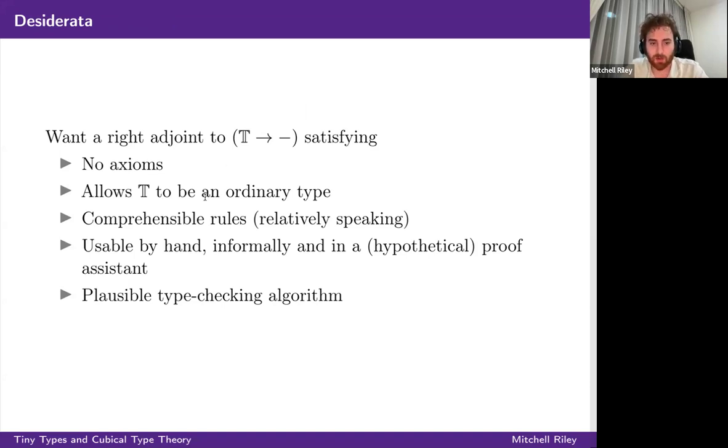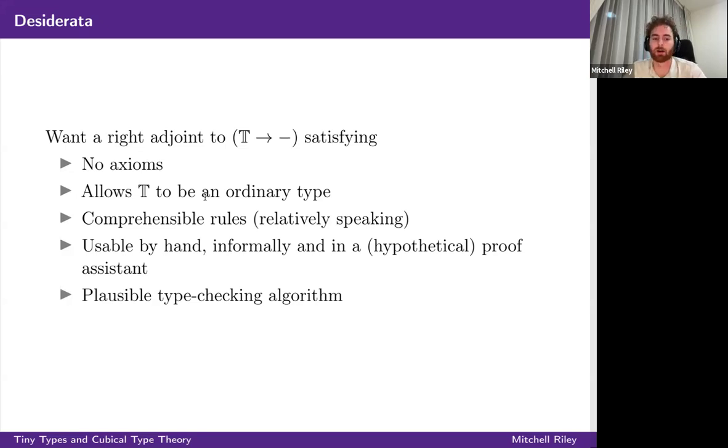I want the rules in this type system to be comprehensible, relatively speaking, or as far as we can make them, because I want people to be able to use the type system, both informally, like I want people to be able to do these kinds of differential geometry arguments, in an informal style using words, and also in a hypothetical proof assistant.